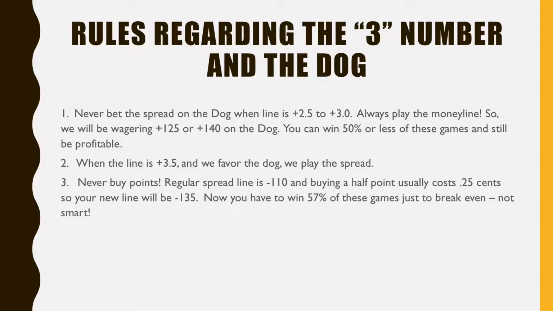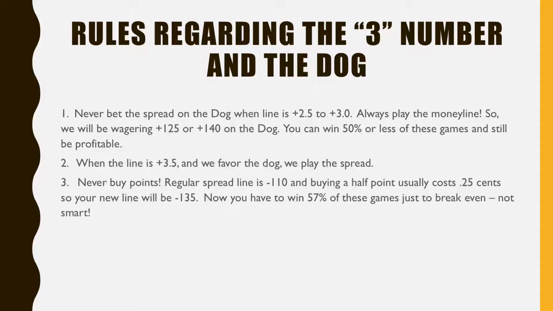Okay, so to summarize this and add in a few new rules, rules regarding the 3 number and the dog. Never bet the spread on the dog when the line is plus 2.5 to plus 3. Always play the money line. So you'll be wagering plus 125 or plus 140 on the dog. And like I mentioned before, you can win 50% or less of these games, still be very profitable.